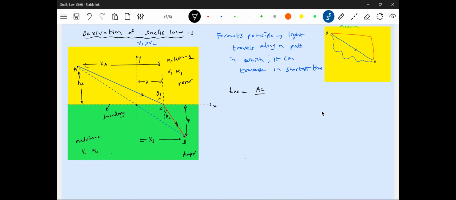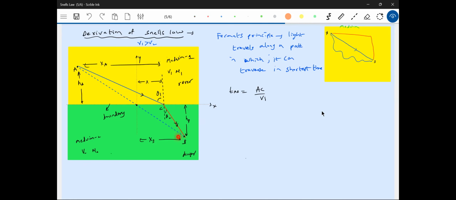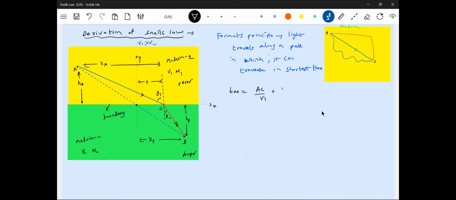It will cover a path length of AC in medium 1 with a speed V1. What is the speed of light in this medium? V1. It will cover a path length of CB in medium 2. What is the speed of light in the second medium? Let it be V2. So CB by V2.